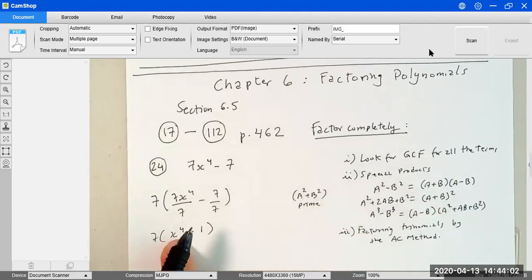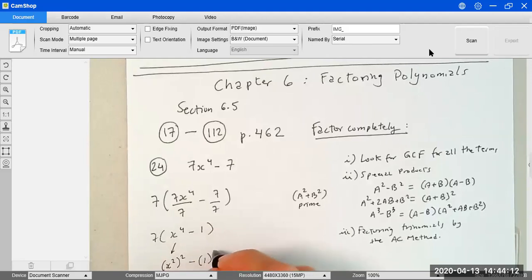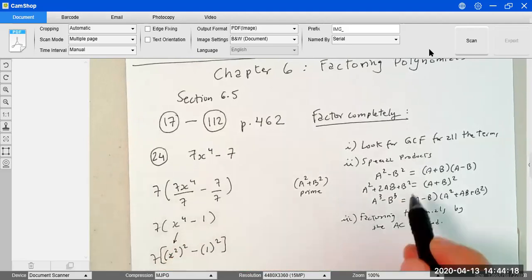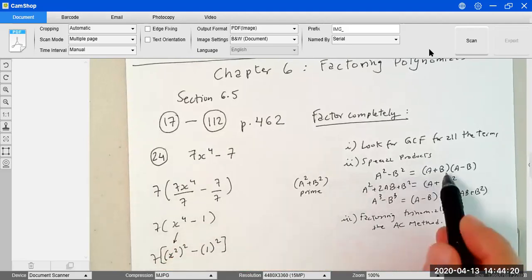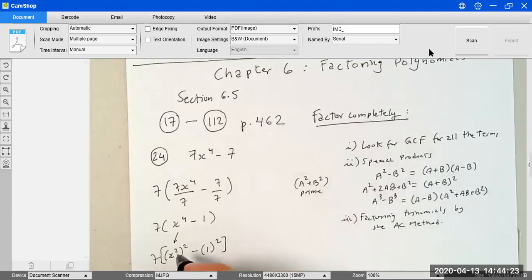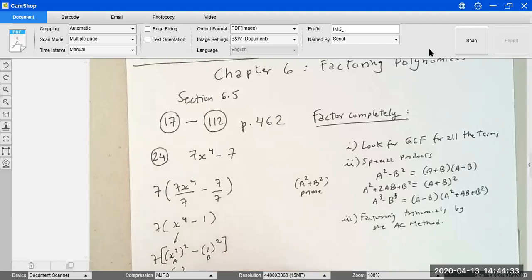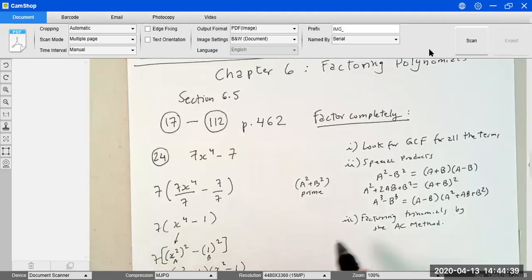Then I have this. This is a perfect square. This is another perfect square. So I'm going to write this as x squared minus 1 squared. So that means that I'm going to use the difference of two perfect squares that I have here. So this is going to be 7, then x squared is a, and this is b. So x squared is a plus b times a minus b.